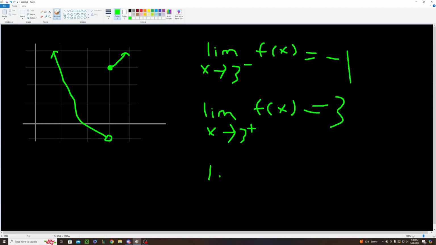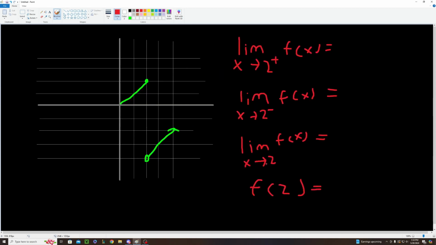But if you want to say the limit in general as x approaches 3 of f of x, let me just write it down: this does not exist. So you just say DNE, does not exist, because the graph has no connection, so there's no common limit.